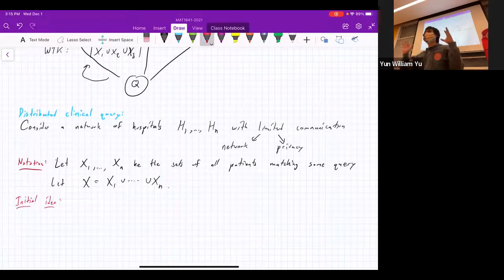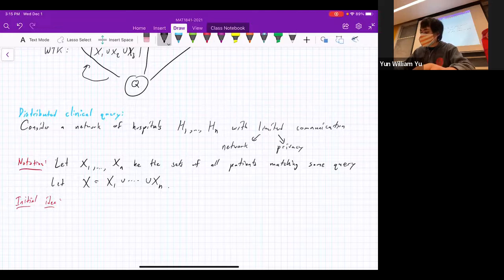Like you want to communicate a very small amount of information between the hospitals and get some proxy for the size of this union. Yeah, exactly. So this is a really stupid protocol, but it is actually what many hospital query systems do. It's very cheap, it's very simple, and it's pretty easy to show that it preserves some amount of patient privacy.